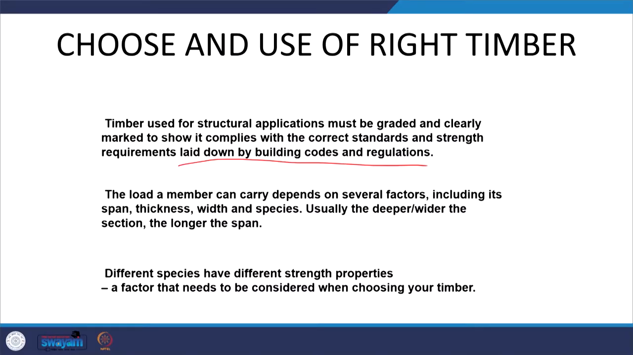Because different species have different strength properties. When we are choosing where we are applying it, are you choosing hardwood completely for the facade treatment? Are you using it for a floor? Are you using it for the truss purpose? Are you using it as a structural element? And there are also different building codes and regulations which we need to follow. Like in the UK, we have certain building codes and regulations. Here, we have certain building codes and regulations.